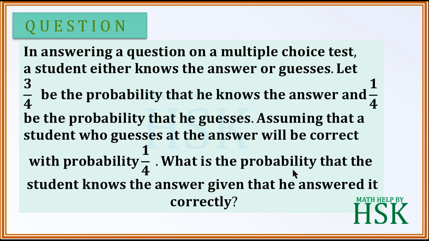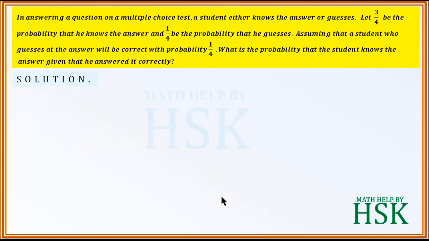Now we have to find the probability that the student knows the answer given that he had answered it correctly. We have been asked a conditional probability, which is given that the student had answered it correctly. What is the probability that he knows the answer? So we have to calculate the conditional probability of the student knowing the answer given that he answered it correctly. Let us see how we are going to solve this question.